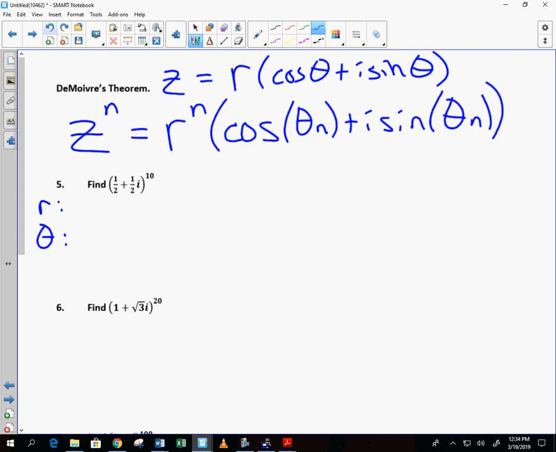I got to start by finding r. What is r going to be? From yesterday, how do we find r? Square root of a squared plus b squared. 1/4 plus 1/4 is 1/2, right? So that's your new r value. Everybody got that? Okay.